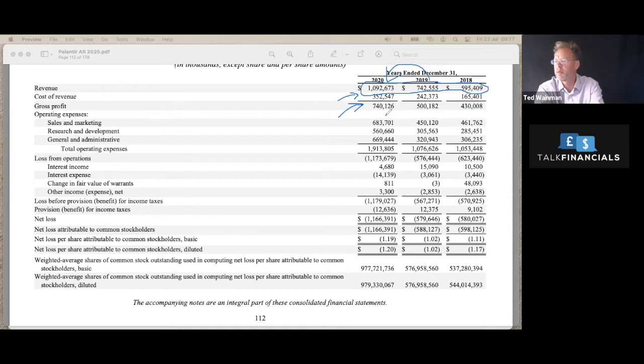However, they are spending a lot of money. These numbers here, the sales and marketing alone, are $683 million. That's a huge amount. Plus another $560 million on R&D.